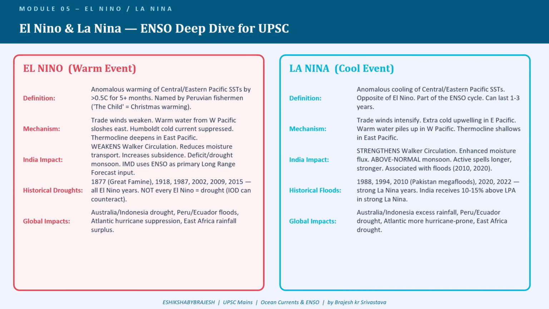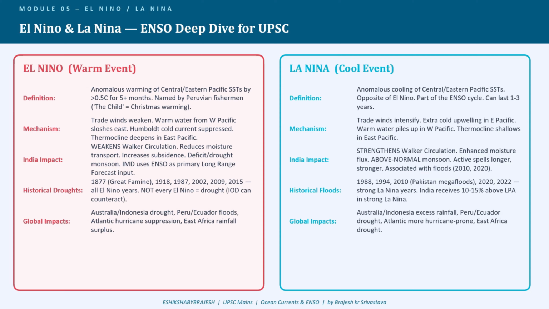Mechanism: it begins when the southeast trade winds weaken, sometimes due to random atmospheric variability, sometimes due to other climate signals. When trade winds weaken, they can no longer hold back the warm water in the West Pacific. The warm water sloshes eastward along the equator. This is called a Kelvin wave. The thermocline in the East Pacific deepens, suppressing the cold upwelling. Sea surface temperatures in the central and eastern Pacific rise dramatically.